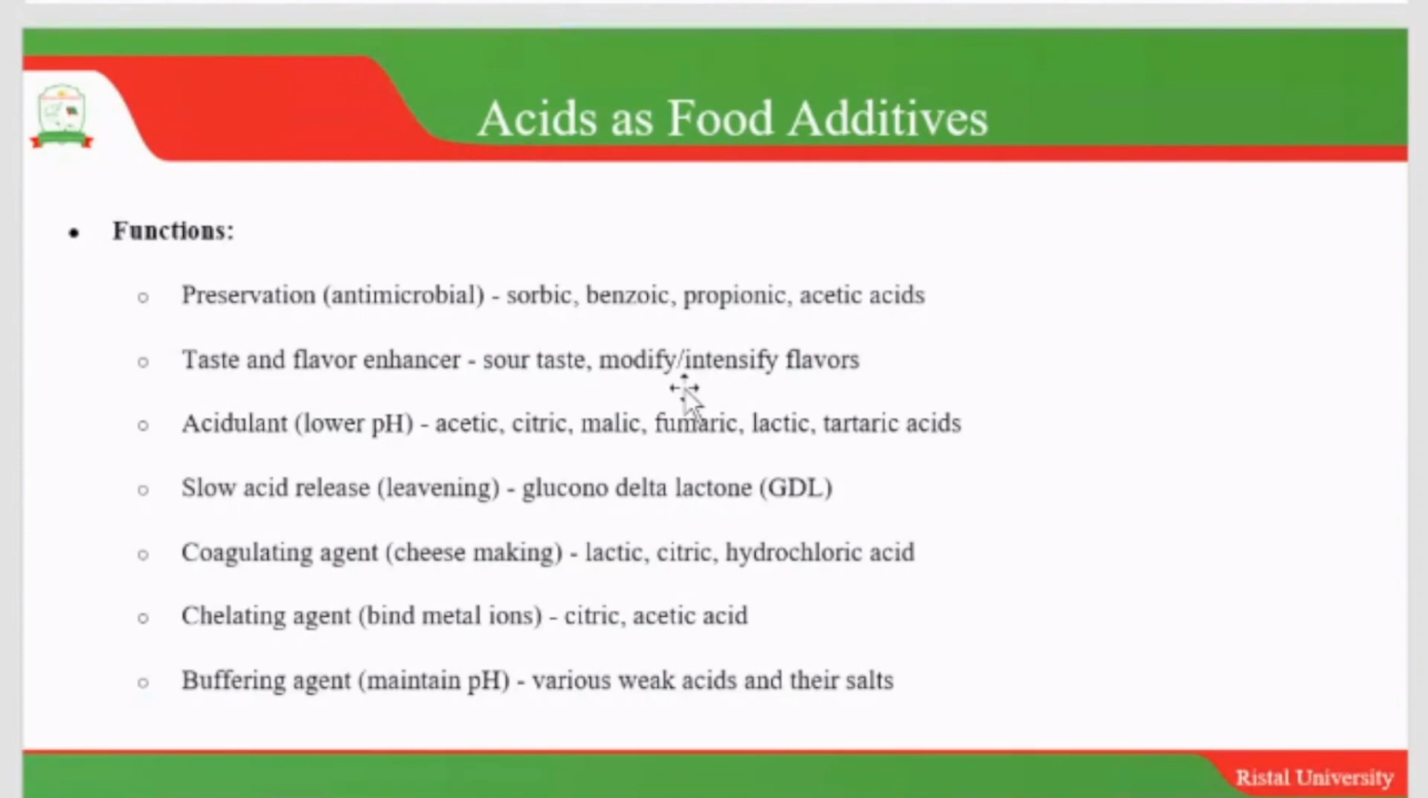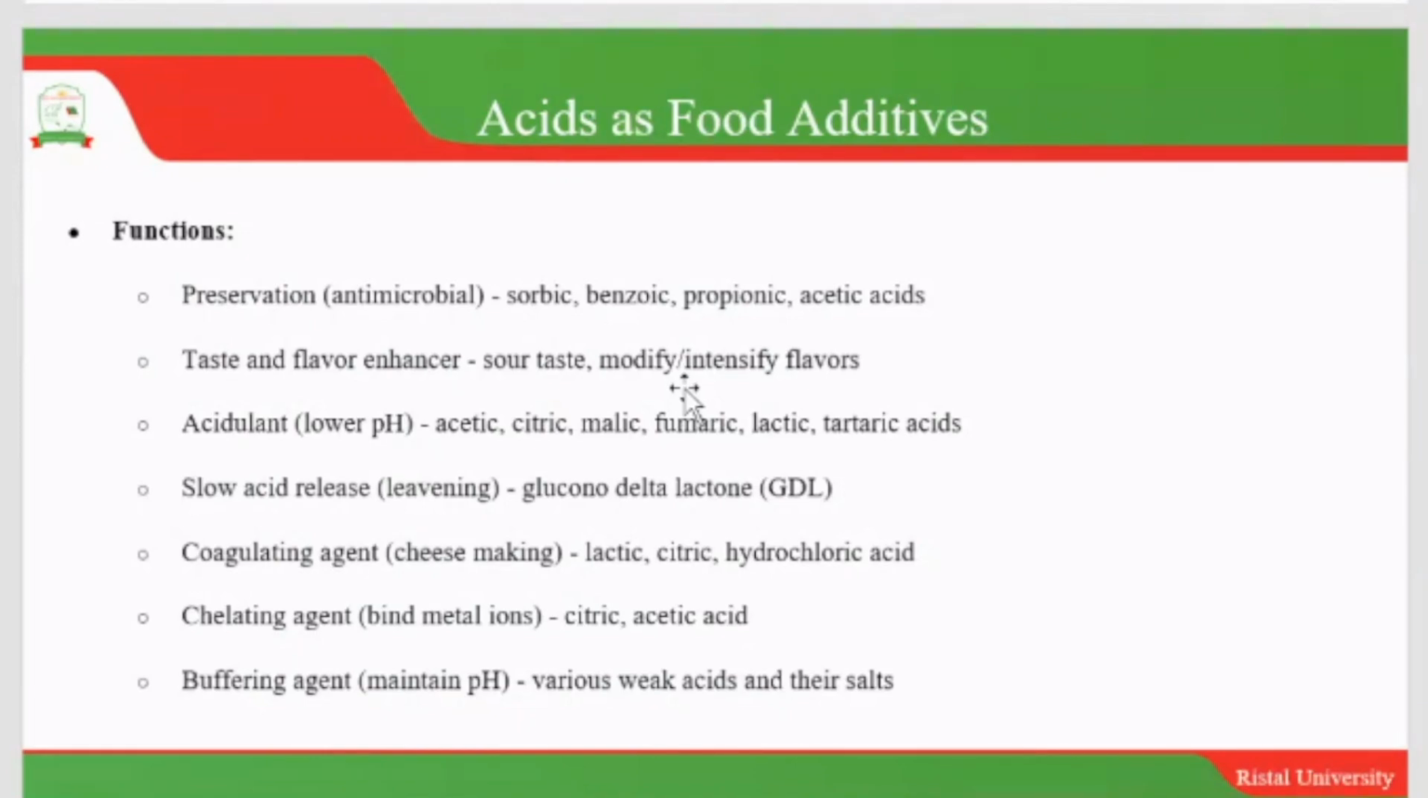Okay, this is dependent and relative on individuals. Because what I feel will be sour for me, someone will come out and say, okay, for me, it tastes well. And also we have the acidulants. These lower the pH levels of the food. And once the pH is lowered, then we do not expect microbial growth to happen.